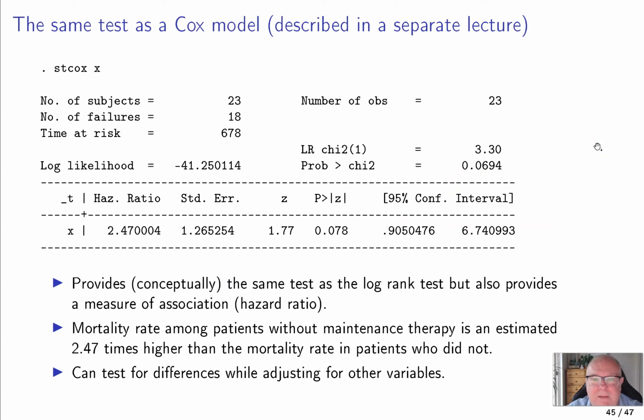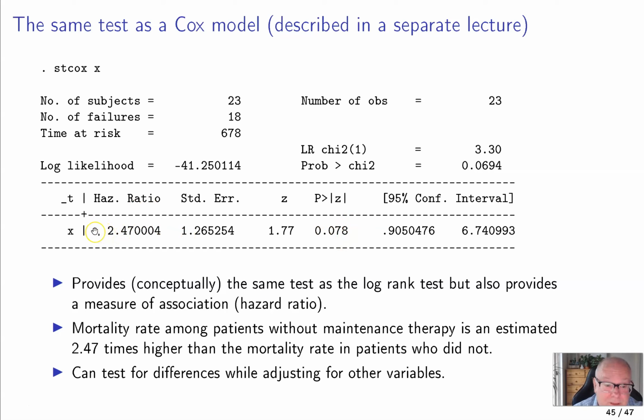Now, I haven't shown you Cox regression, but many of you may have heard of it, and we can do the exact same test in a Cox regression model. Now, there's another lecture on Cox regression, but the difference here, we get the same test as the log-rank test, but we also get a measure of association. So here's our test statistic, very similar to what we got before, but we get a hazard ratio telling us the size of the difference.